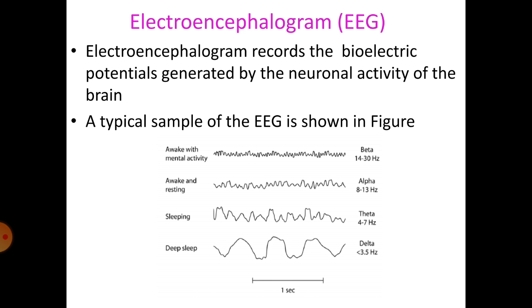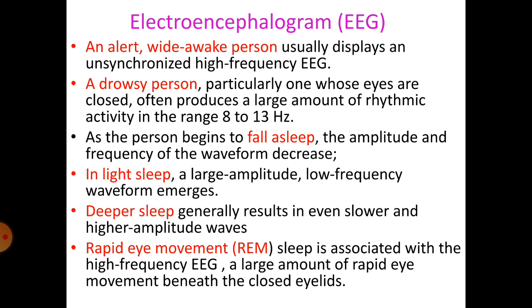Next, awake and resting, the alpha wave, 8 to 13 Hz. The patient is in an awake and resting state. Next, when the patient is in a sleeping state, that is theta. Next, deep sleep means delta, with a frequency range of 3 to 5 hertz. A typical sample of EEG waveforms is shown in the figure.